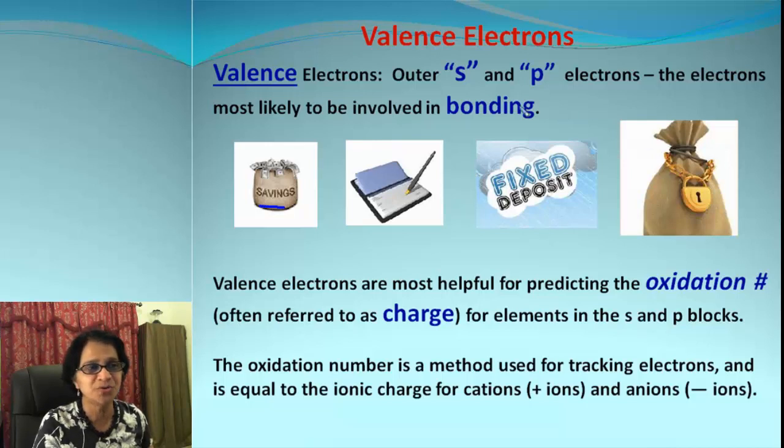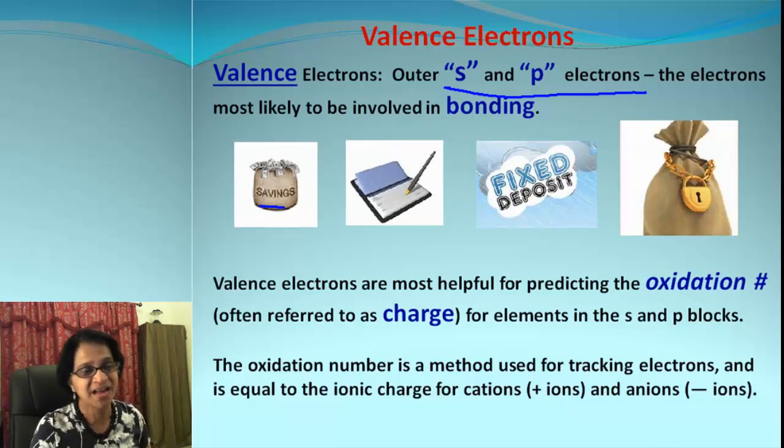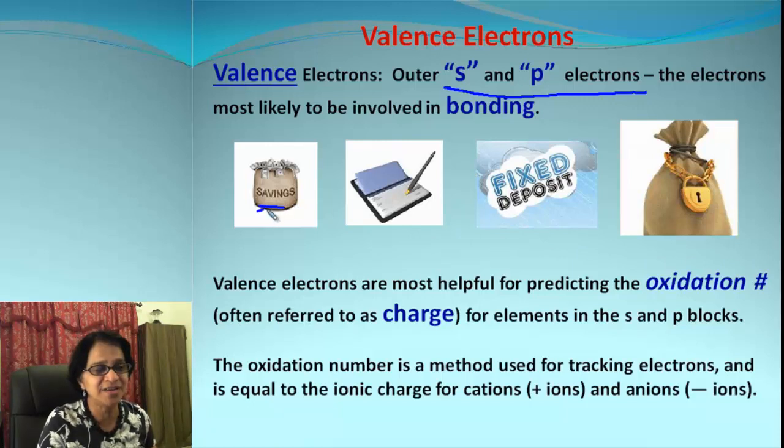Out of all of those, only S and P electrons are considered valence electrons, not the D or the F orbitals. I take the example of a bank. As if our money is in a bank, electrons are like the money which we invest in the bank. And if we have a savings account in the bank, that is like the S orbital. If a checking account is there, that we call the P orbital. And then we have D and F as fixed deposits, maybe short term and a little bit long term fixed deposit.